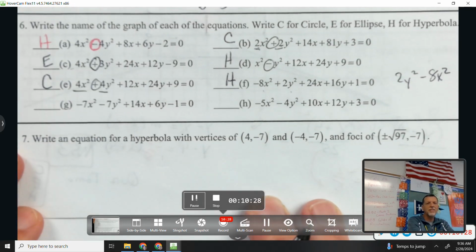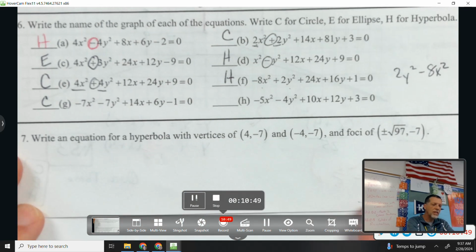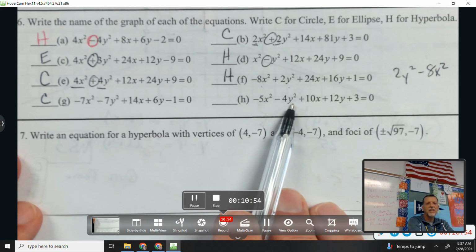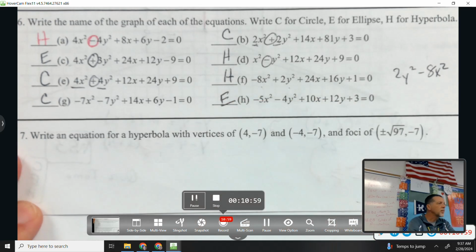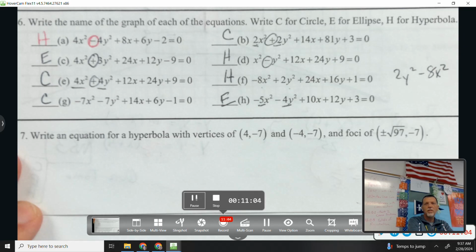Speaking of signs, G, they're both negative. Why a circle? You're right. Because if they're both negative and then they both have the same coefficients. Yeah, or I could just multiply through by -1 and then it's a circle. Because they're the same and they have the same signs. Let's see, H, both negative, but different coefficients. So that would be an ellipse. Because the 5 and the 4 makes it longer one way than the other.